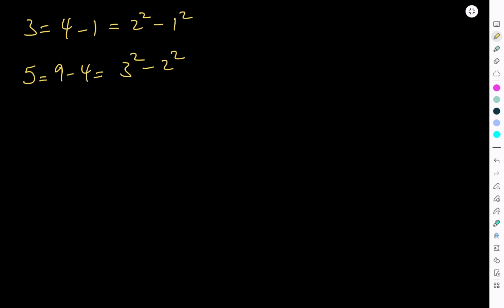Today we are going to discover something surprising. By the end of this video, you will be able to express any odd number as the difference of two squares within seconds, in a single line. No guessing, no trial and error, but just one beautiful idea.